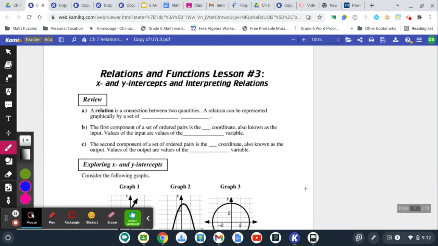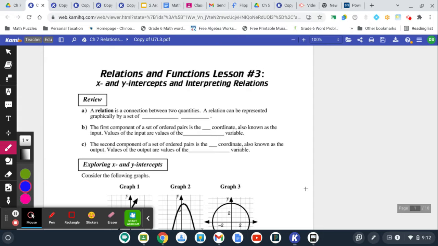Input, independent variable, domain, horizontal, X. They all go together. Are you with me? Those are all names that we've given now to what we used to just call the X. That's the independent variable. So the Y values, give me the other words for the Y value. Output. Dependent. Vertical. Dependent. Range. Good. Okay.